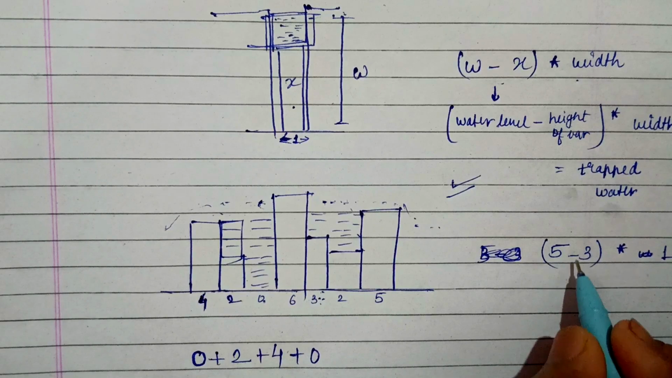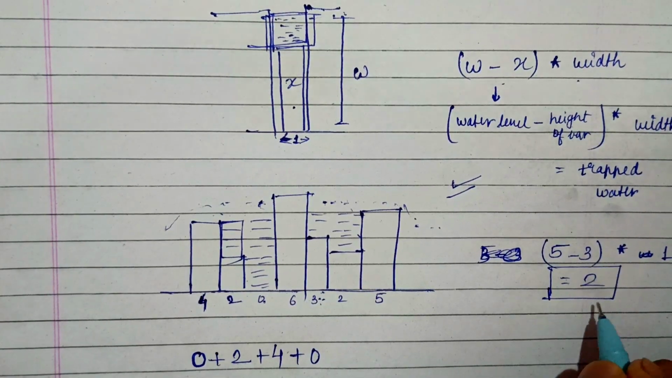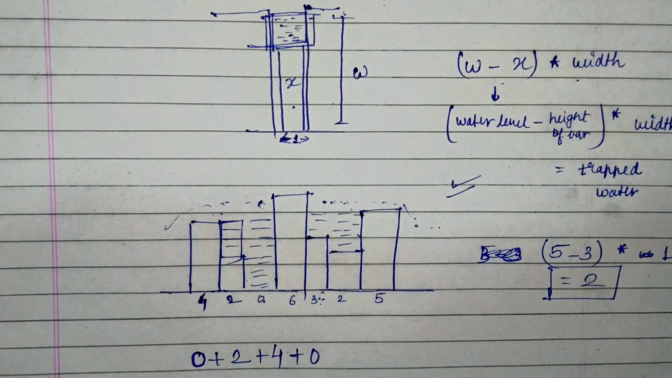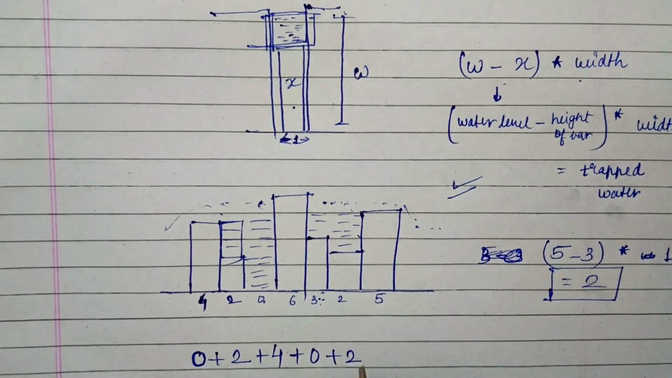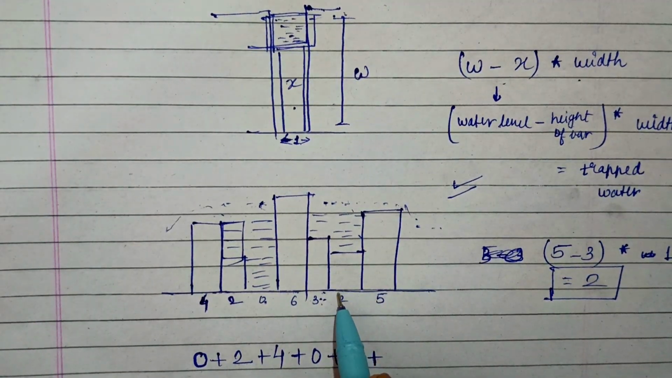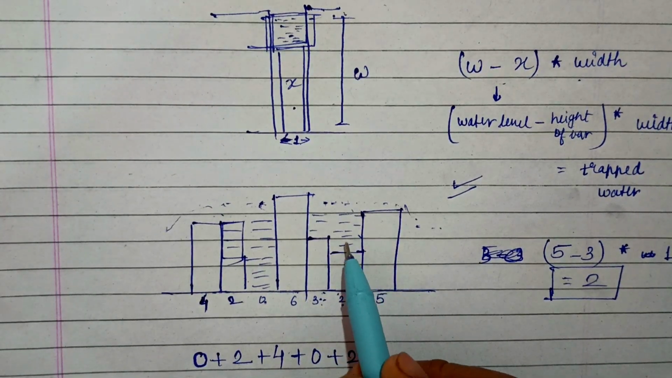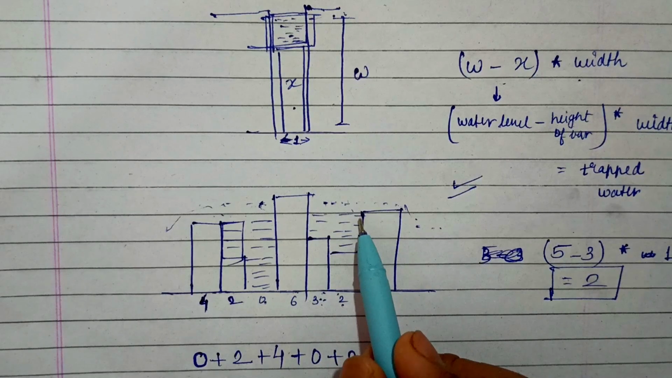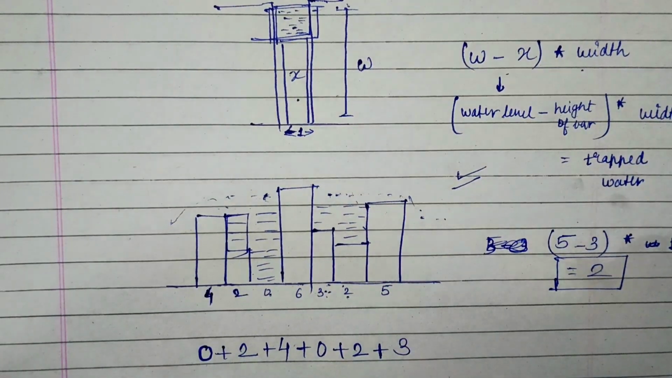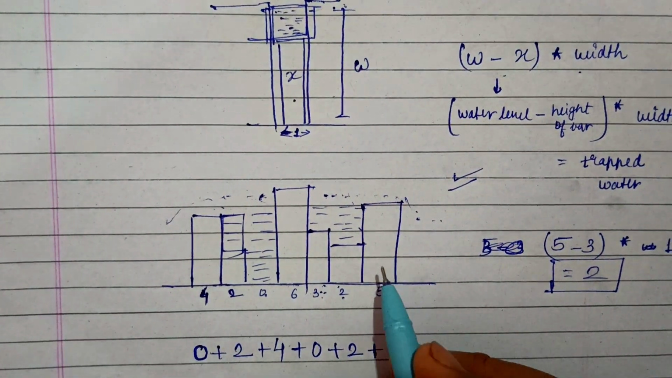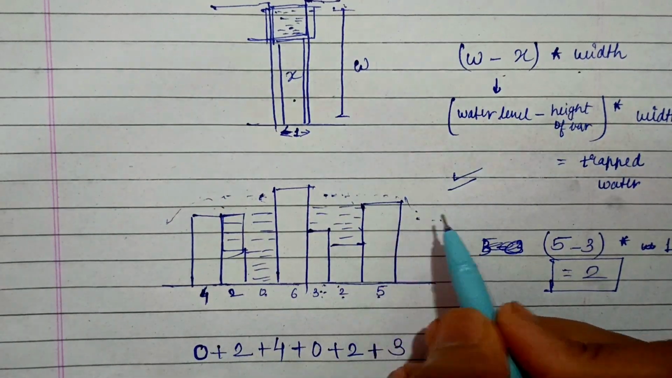Okay, then how much water will trap? Here only 2 volume of water will be trapped upon this bar, so 2. Next, on this second bar, the water will trap 3. Okay, 3 volume of water will trap.